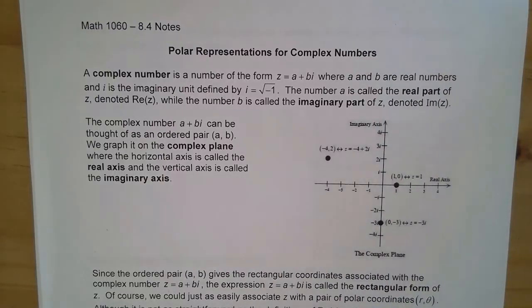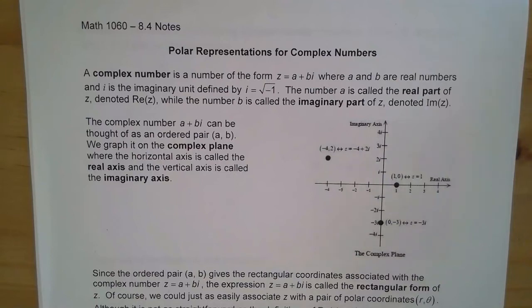Alright, today we're going to change polar representations into complex numbers. So let's remember what a complex number is. It's in the form of z equals a plus bi, where a and b are real numbers and i is the imaginary unit, defined by i equals the square root of -1. Now a is the real part of z, denoted as Re(z), so like the element of the real, while the number b is called the imaginary part of z, denoted Im(z), so the element of the imaginary.